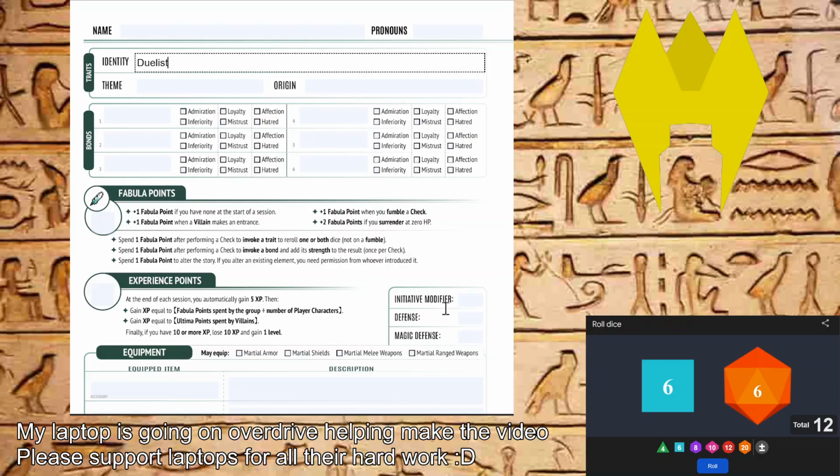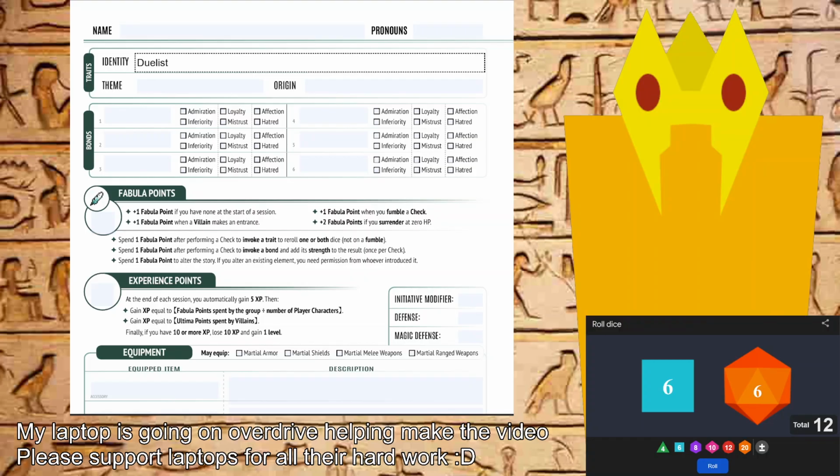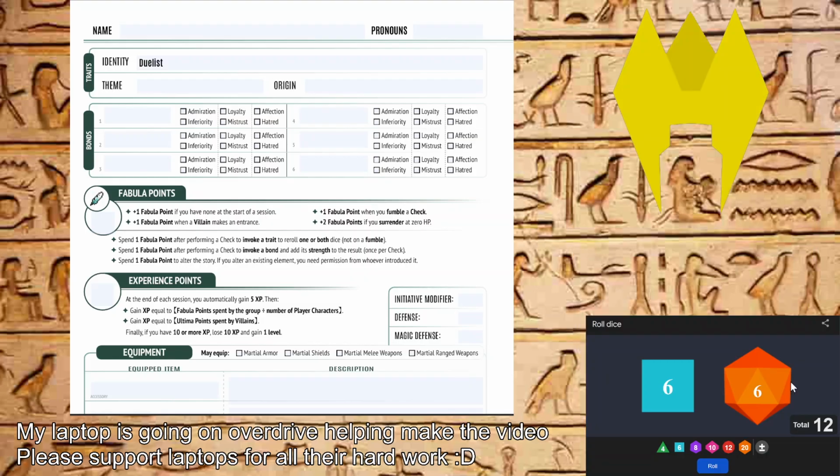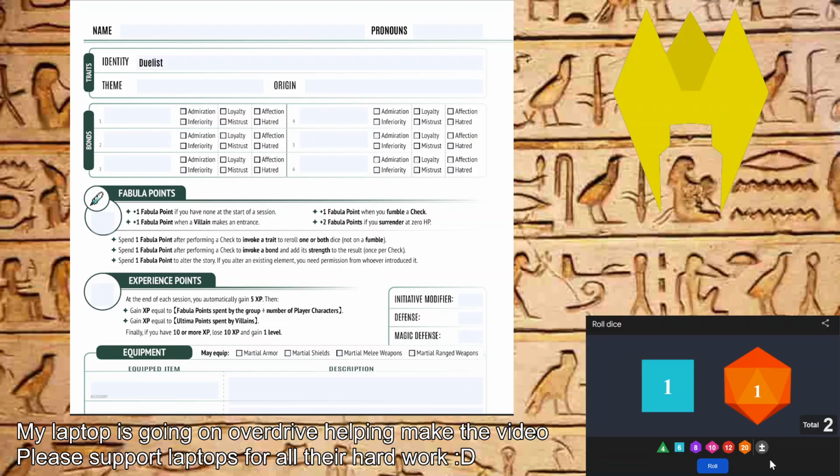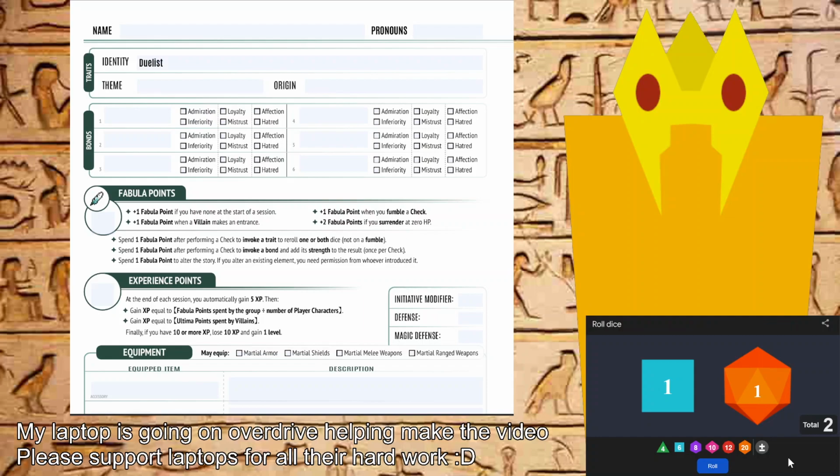And now we get to roll for a second core concept, and for this we will just be rolling the same two dice again. A 1 and a 1, so a duelist knight. That is interesting.